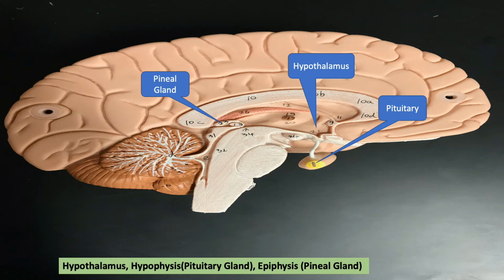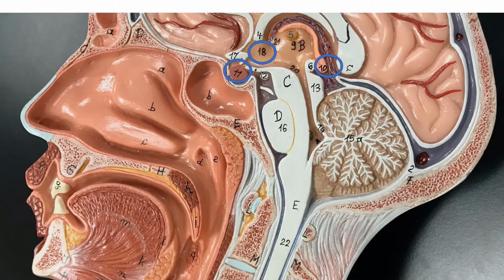call gonadotropins. And the pituitary gland controls growth, blood pressure, and many other endocrine gland functions. In this video, you can see the hypothalamus labeled with 18 and the pituitary gland 11, and number 10 is showing the epiphysis.